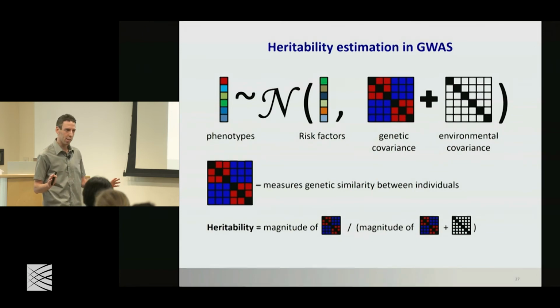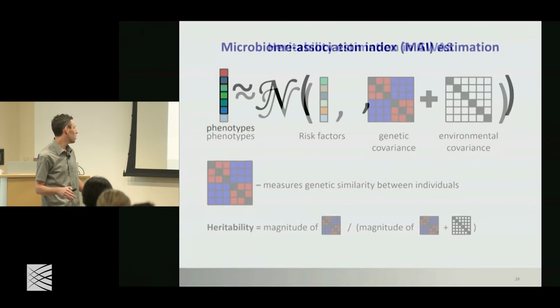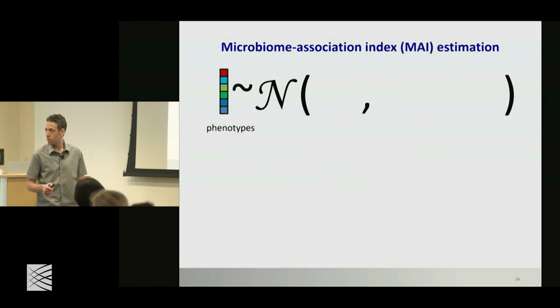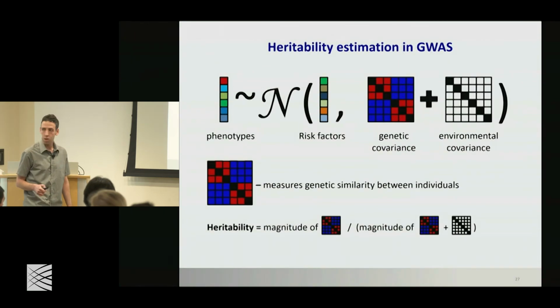Now we wanted to do basically the same thing for the microbiome. So again, we have this vector of phenotypes, which is normally distributed. Just to clarify one thing: in this picture, you haven't drawn the parameters that we're actually fitting, but my understanding is we have a coefficient on the genetic similarity matrix, a coefficient on the environmental similarity matrix, and we're just asking, once we fit those two coefficients, what proportion is on the first? That's absolutely correct.